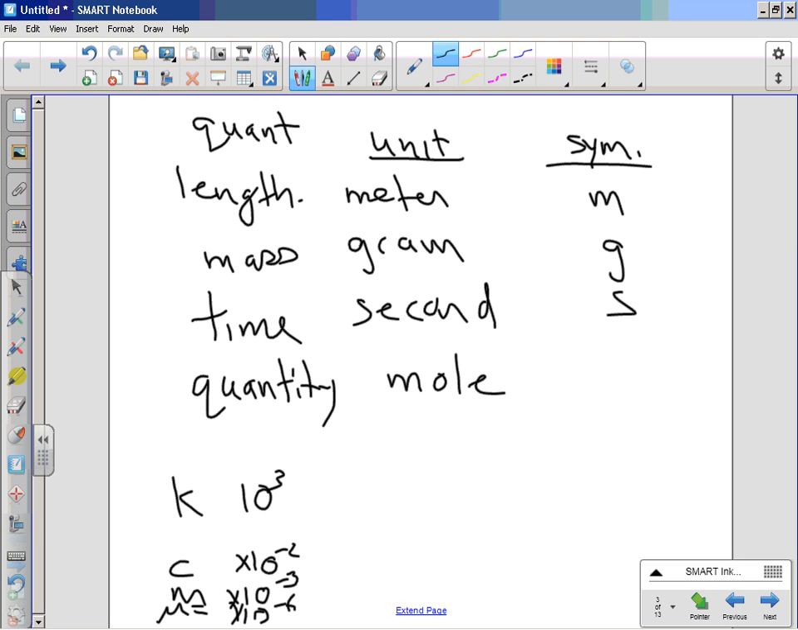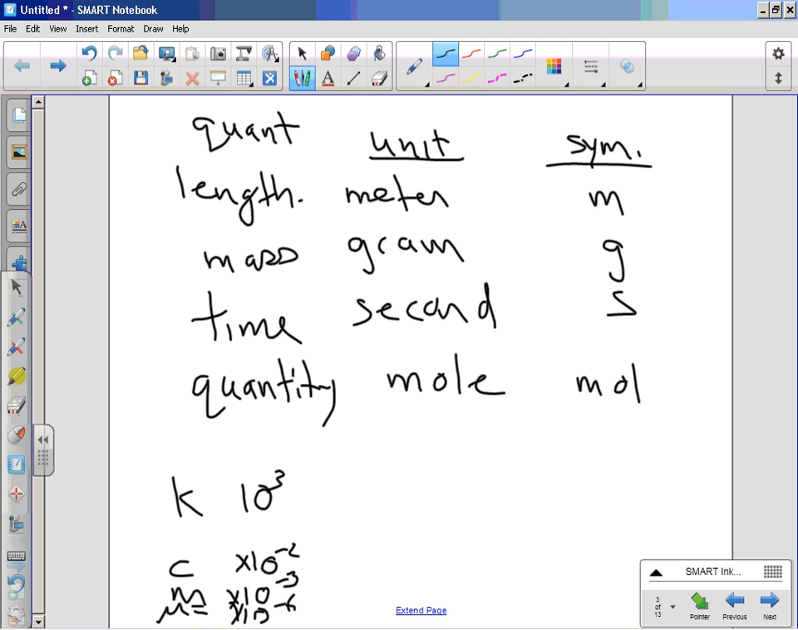Notice we've got meter, gram, second, M, G, S. And so what's the symbol for mole? Well, it's MOL. What did we do? We got rid of the E. Wow, that's quite a condensing of the name. We're too lazy to write the E for some reason. But that's the official symbol for mole. So when we write down a unit, when we count moles, we write MOL.